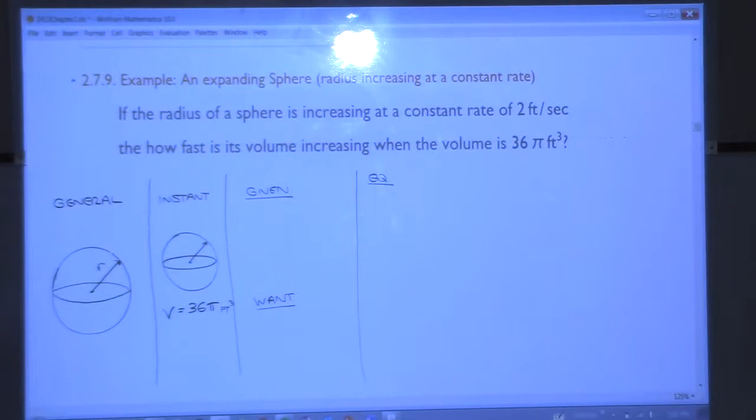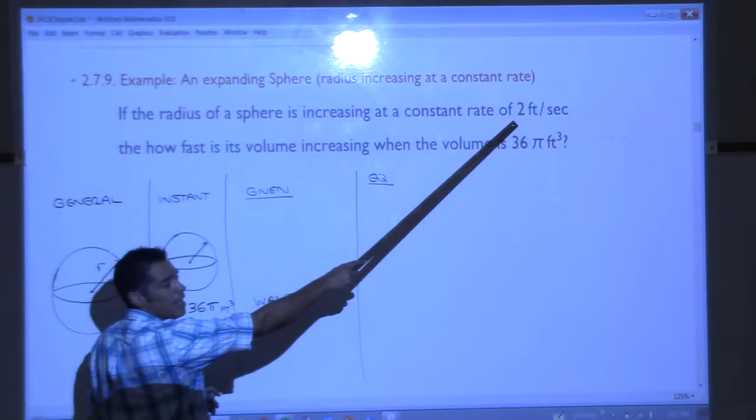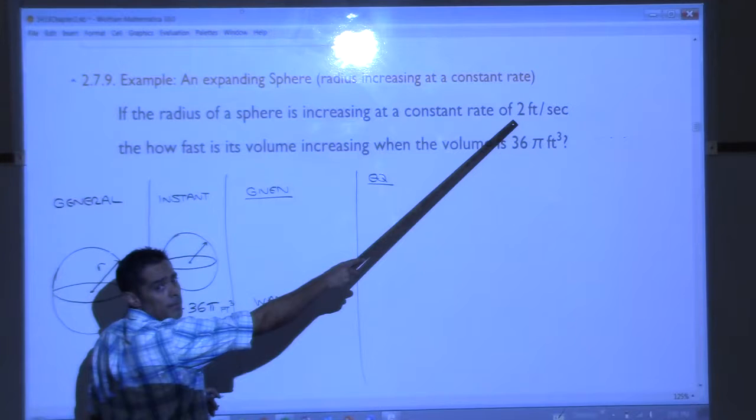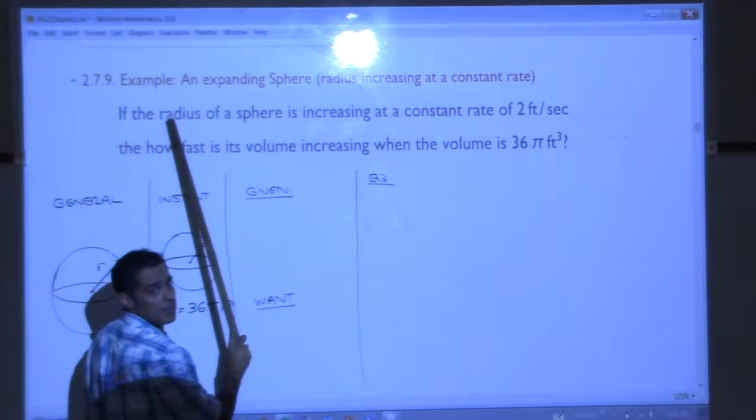All right, I'm going to let you keep going because you seem to have this. What are we given? That constant rate. Okay, the rate. This rate right here? That's the rate of change in what? Read it. The radius. Yes, radius. Does everyone see that?